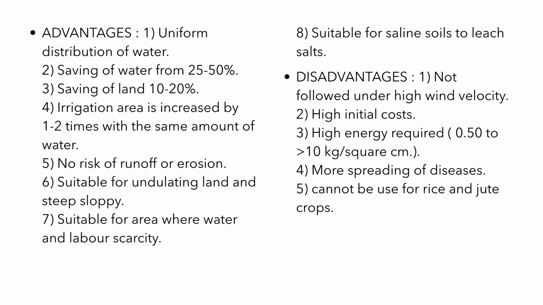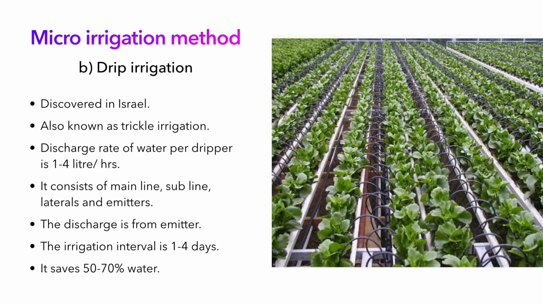The fifth point is that it cannot be used for rice and jute crops, because rice and jute crops support waterlogging, means they are waterlogged crops, they require permanent water or water in high amount, so sprinkler irrigation is not used for jute or rice crops.